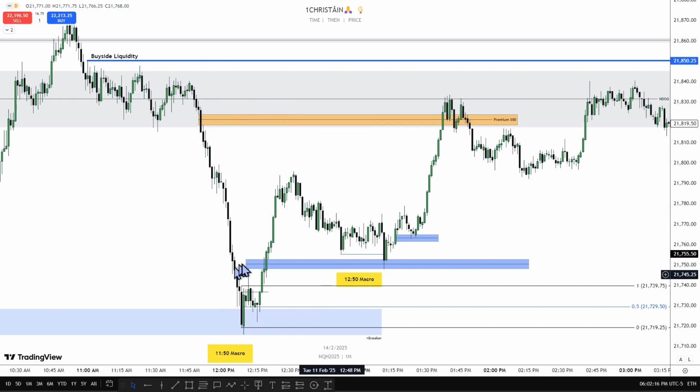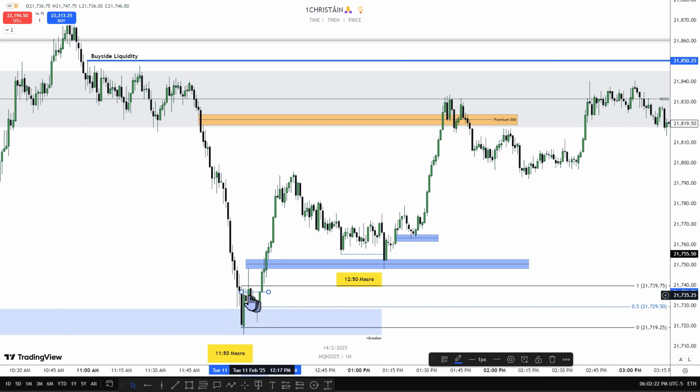And once you see us start creating a setup inside of a macro, most likely you should start looking for either your fair value gap entry, your breaker block entry, your order block entry, your inversion fair value gap entry, whatever entry suits your trading personality, and start looking to target that level.